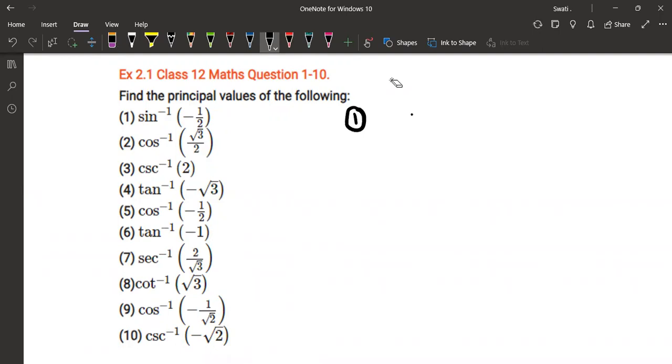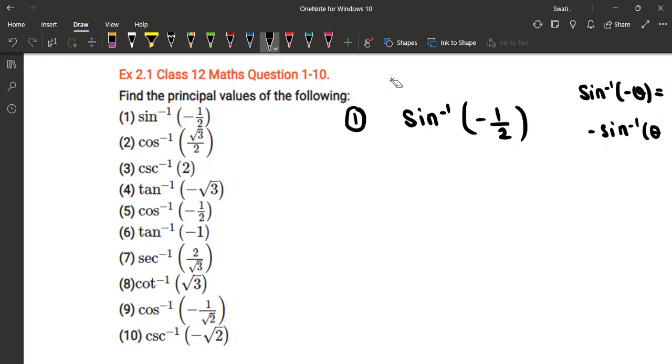We have to find the value of sine inverse minus 1 by 2. First of all, we know that sine inverse minus theta we can also write as minus of sine inverse theta. So using this formula, I can write this minus sign outside and write this as sine inverse 1 by 2. Now this minus sign stays as it is, and this is sine inverse 1 by 2.